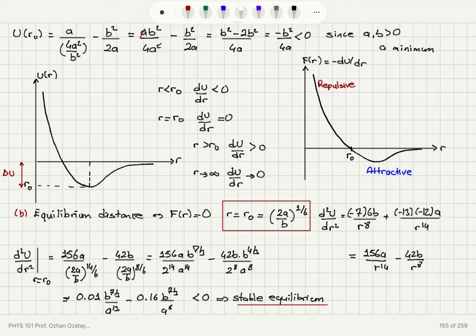The equilibrium distance is found by setting the force equal to 0, which is what we did in part A. And then by looking at the second derivative of the potential energy function at the equilibrium point, I see that it has negative curvature. So it has a stable equilibrium. We have a change of slope here.